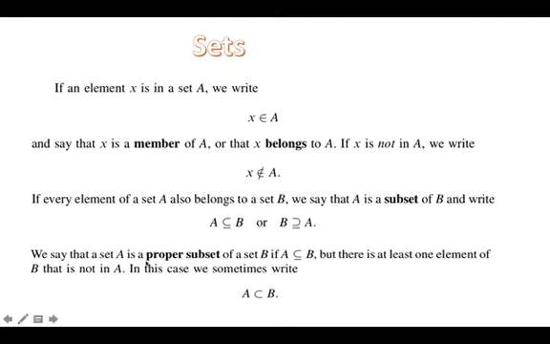We say that a set A is a proper subset of a set B if A is a subset of B, but there is at least one element of B that is not in A. In this case, we sometimes write this notation, A is a proper subset of B. It means there is at least one element in B that is not in A, and all the elements of A are in B.